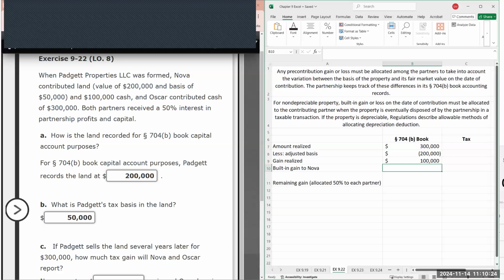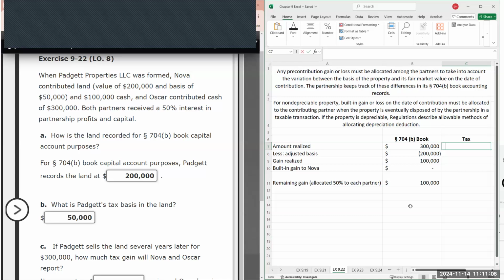So we're factoring it in as it relates to Nova and as it relates to Oscar. So if the land is sold for 300,000, Nova is going to need to report a $200,000 gain, and Oscar would have a gain of $50,000 because, again, we had that pre-contribution gain of $150,000. But again, it wasn't accounted for book purposes, but it is accounted for tax purposes. So the built-in gain to Nova, none under book purposes. So the remaining gain of 100,000 is going to be allocated to each. But now we look at it for tax purposes and how it would be treated.